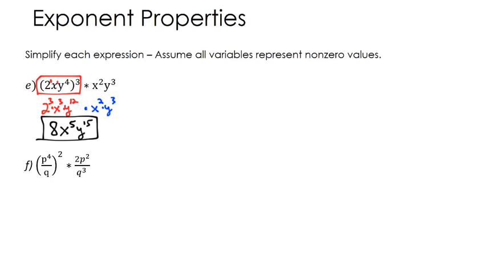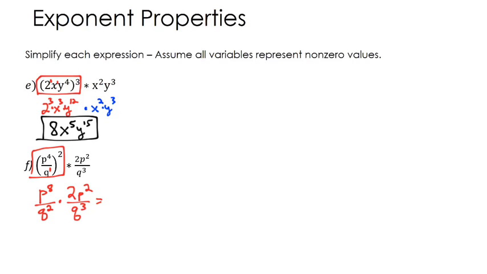And let's do our last one. Our last one right here, I'm going to start by simplifying this value over here on the left. When I raise a power to a power, I multiply exponents. So 4 times 2 is 8. Our q in the denominator is really a q to the first, so 1 times 2 is 2. And then we're going to multiply that times 2p squared over q to the third.